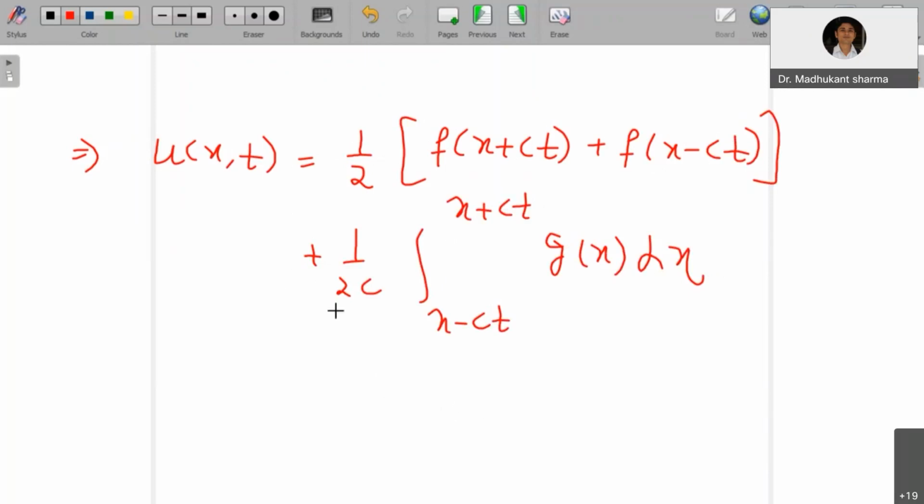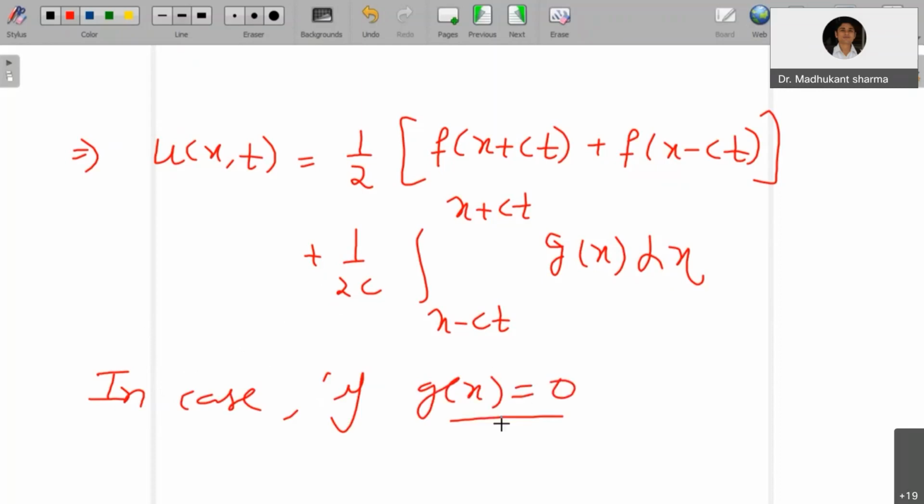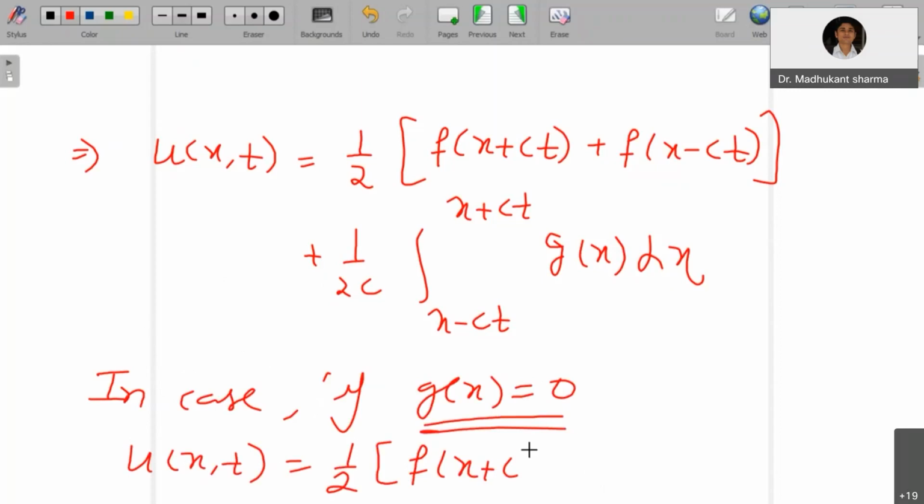Now, in case g is 0, that is, the initial velocity is 0, we have discussed that. So in case g of x is 0, you have u of x comma t is equal to 1 by 2 times f of x plus ct plus f of x minus ct.